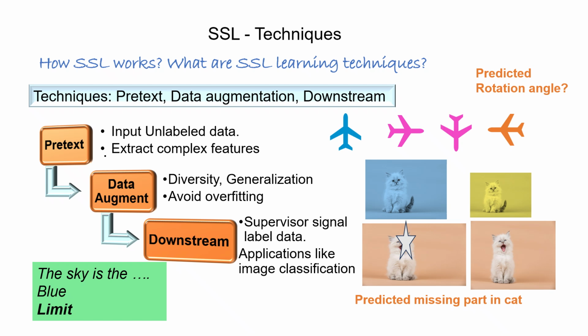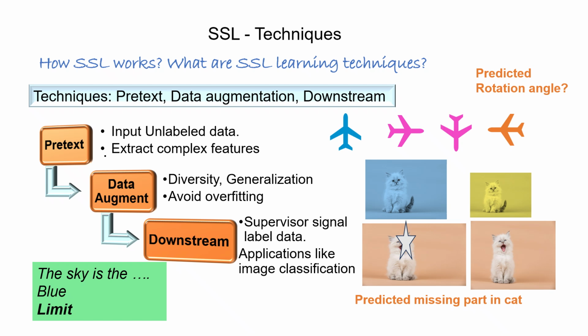Input to self-supervised learning is also unlabeled data. Self-supervised learning uses techniques like pretext task, data augmentation to generate supervisory signals and then downstream the task. Self-supervised learning can generate missing part of image or text. AI models like BERT, bidirectional encoders representation from transformers, and GPT, generative pre-trained transformers, use self-supervised learning for predicting missing words.